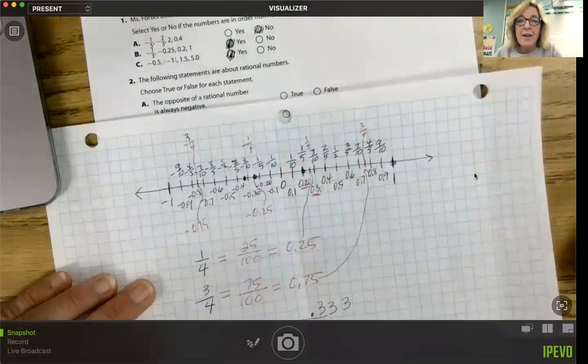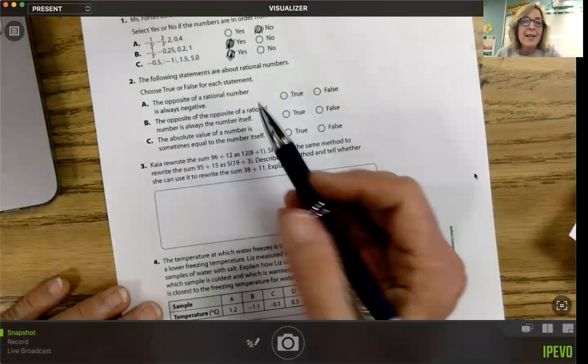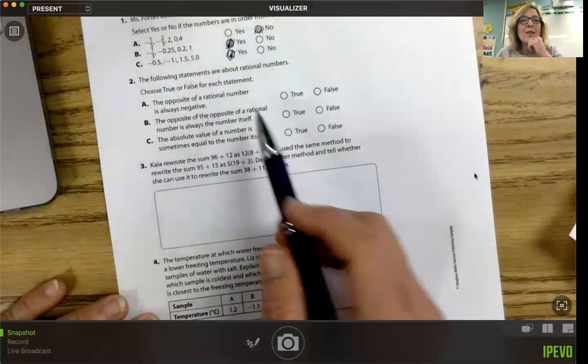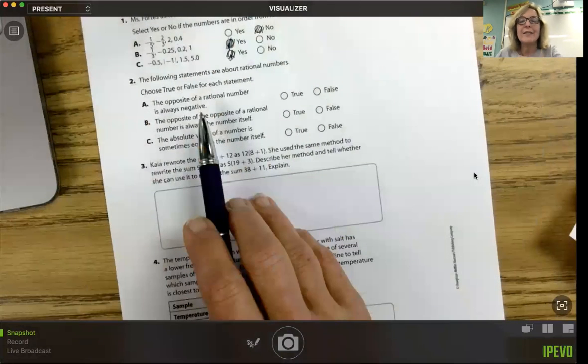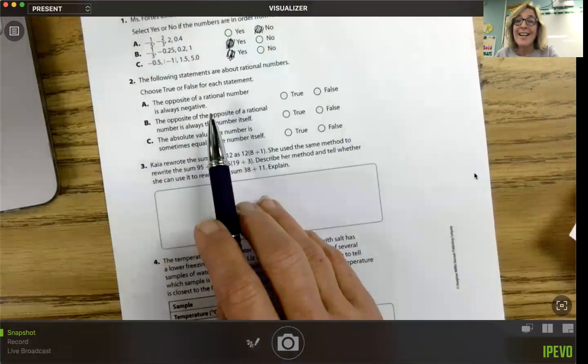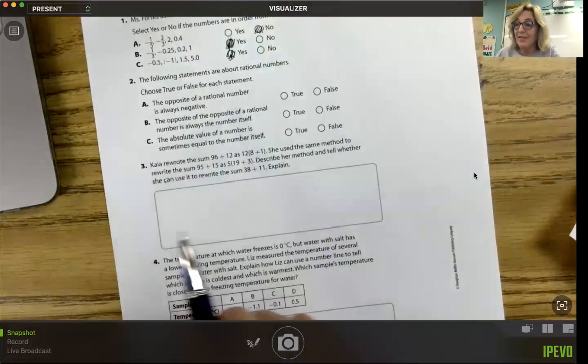Okay. All right, on this next section, true or false? The opposite of a rational number is always negative. Well, what if that rational number is already negative? The opposite of a negative is not negative, so that would be false.